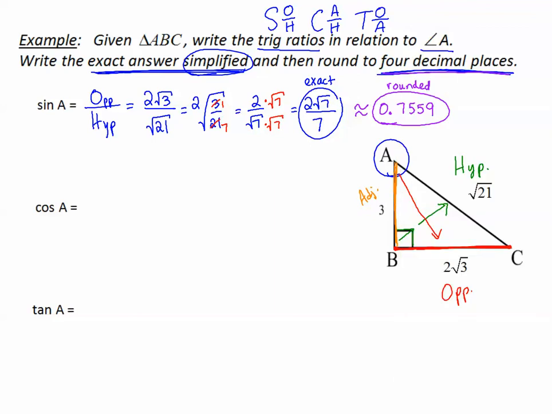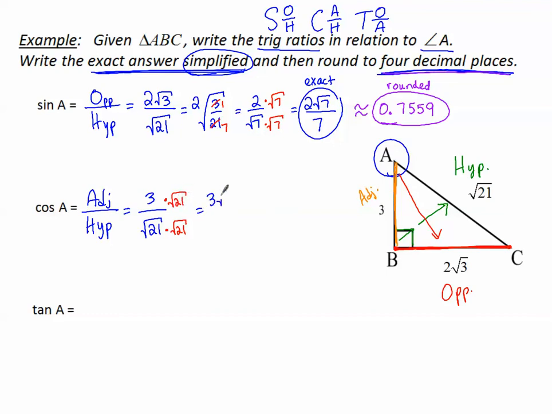Let's do the next one. Cosine of A. Cosine, CAH. Adjacent over hypotenuse. Adjacent is the one I labeled with adjacent. That says 3. Hypotenuse says square root of 21. Now I don't have a radical in the top and the bottom, so I'm not going to do what I did for sine. And I don't have a plain number in the top and the bottom. So all I have to do is the rationalize part. Don't have a square root in the denominator, so multiply the denominator by itself, square root of 21. But remember to do that also in the top.